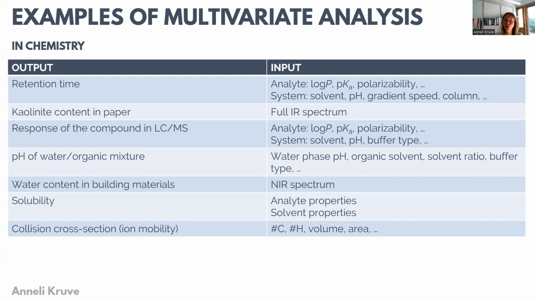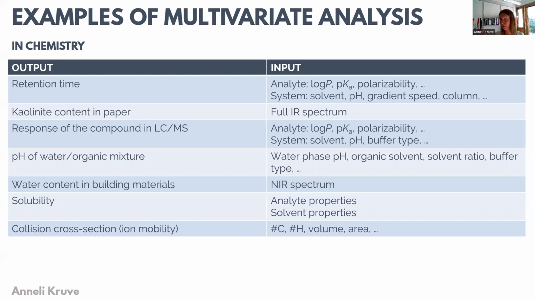Or when we are trying to evaluate kaolinite content in paper for paper conservation, kaolinite is a chemical that has actually a fairly nice impact on the infrared spectrum due to the carbon-oxygen bonds, and kaolinite can be quantified from the IR spectrum. But in the IR spectrum, it's not only, of course, the kaolinite that is giving signal. Also, other contents in the paper are giving signals in the IR spectrum. So when we try to quantify it, we need to take into account the whole IR spectrum.